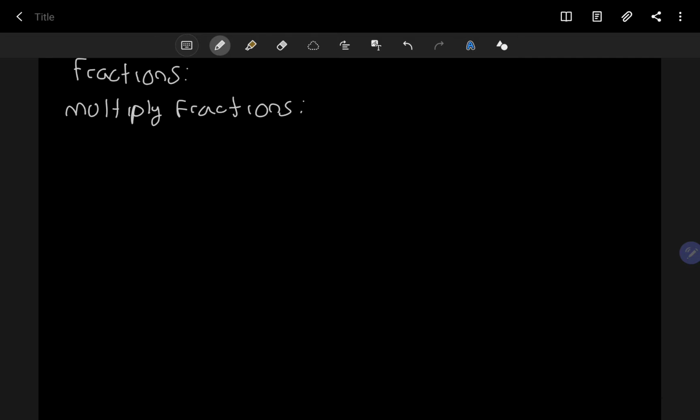And hopefully this is just a review, but it's something that we need to know because as we start designing some of our designs for engineering, we're going to have to know how to go between fractions. So one thing that we're going to look at first is the multiplying. And so we're going to look at our first example.